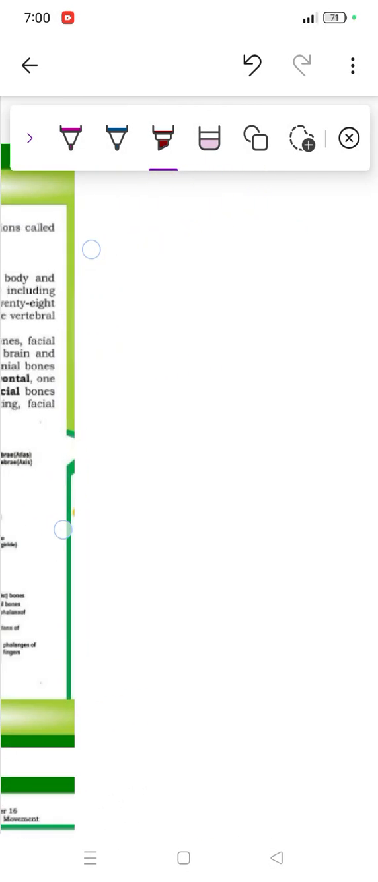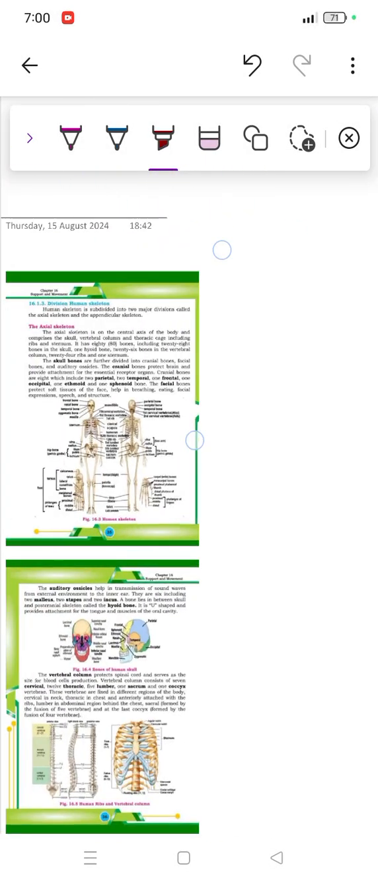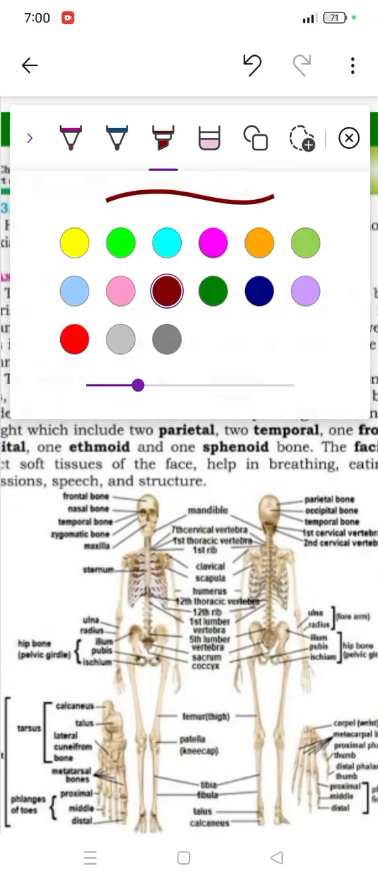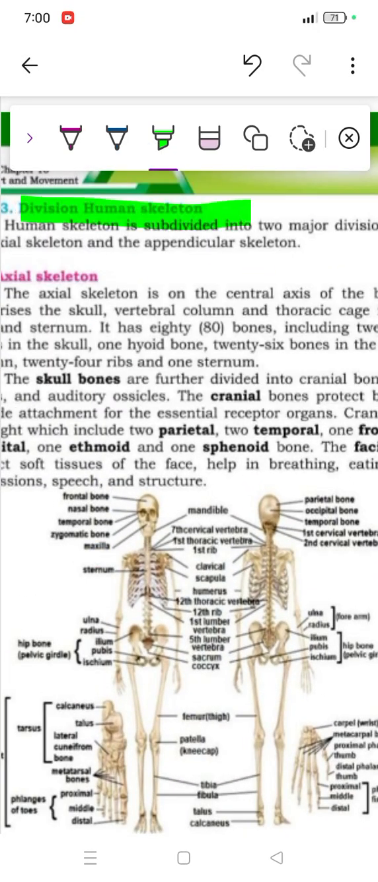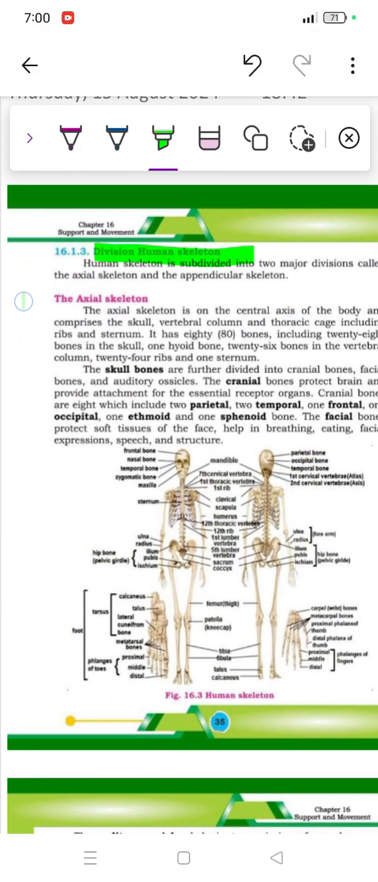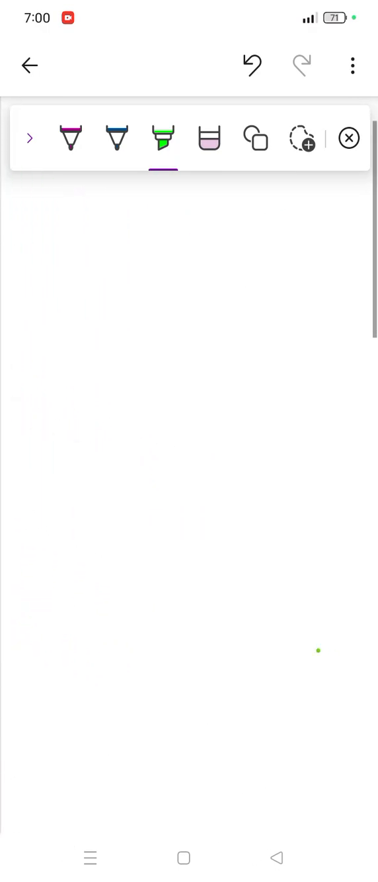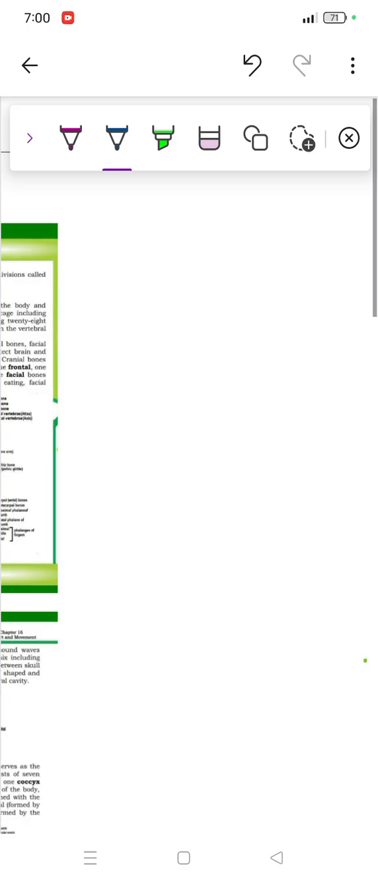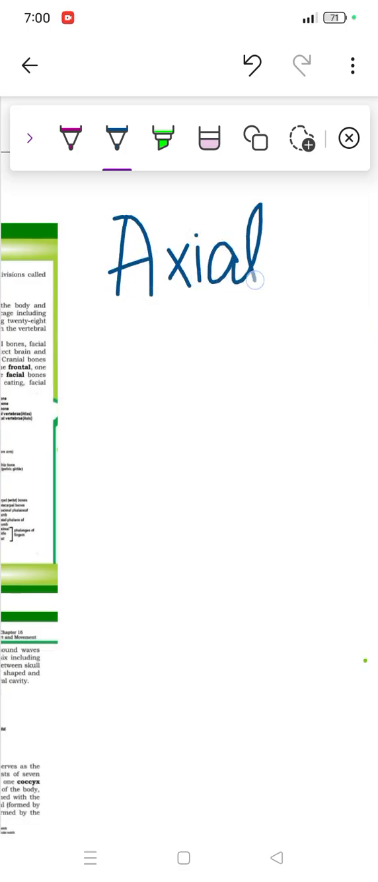So today we'll go with the divisions of human skeleton. Basically, here's the topic: divisions of human skeleton. The topic would be about the axial skeleton. So we have two divisions, axial and appendicular. Today we'll go with the axial skeleton, the axial division.